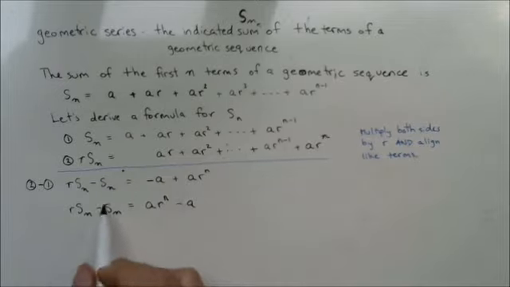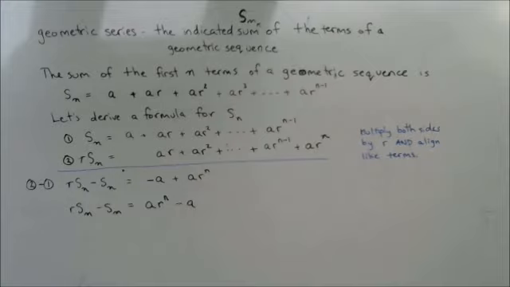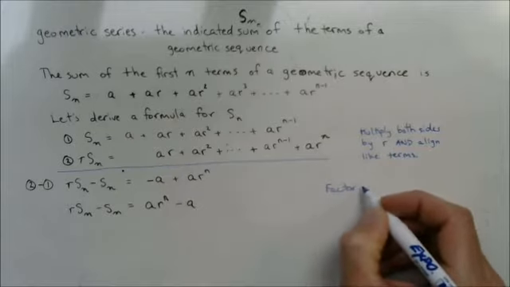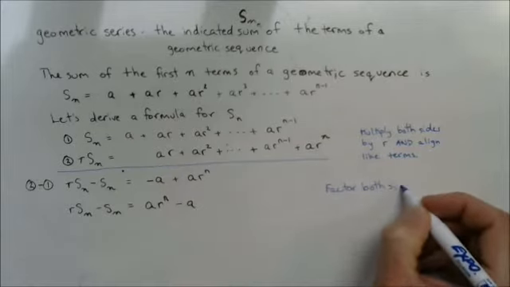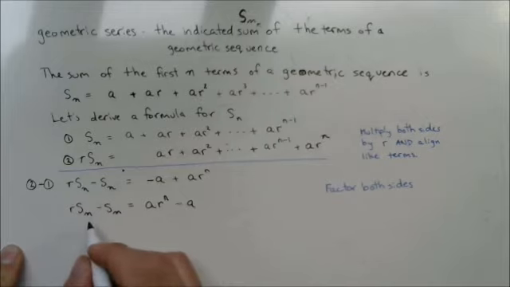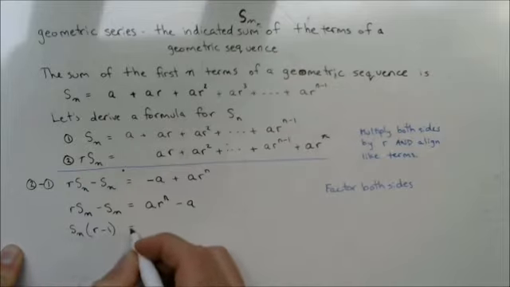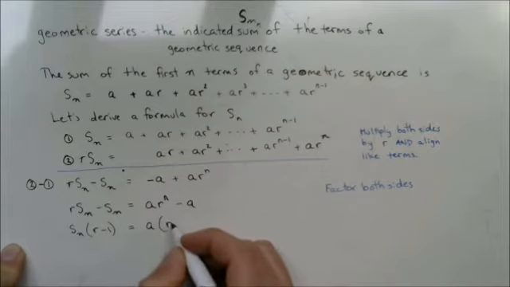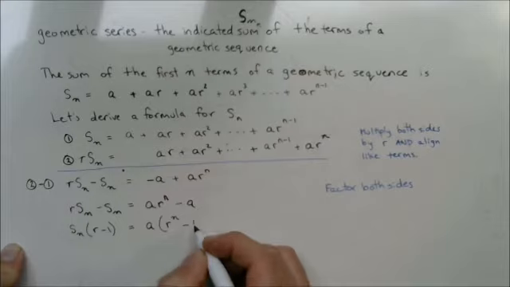Well, let's look further at this left side. What can we do in order to simplify it? And actually, we're going to use the same strategy on both sides. We're going to factor both sides. So here I see a common factor s sub n. So I factor that out, leaving me with r minus 1. Over here, I have a common factor of a. Factor that out, leaves me with r to the power of n minus 1.